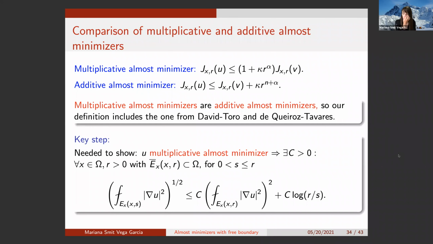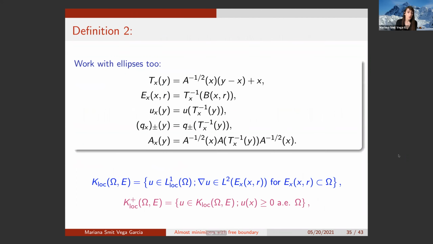There is a little bit of work that goes into that. And one has to show an estimate of this type that appears at the bottom for us to be able to show that if we are multiplicative, we are additive as well. So with that in mind, it looks natural that we should actually work with the additive minimizers instead. However, there's also the issue that we have the variable coefficients.